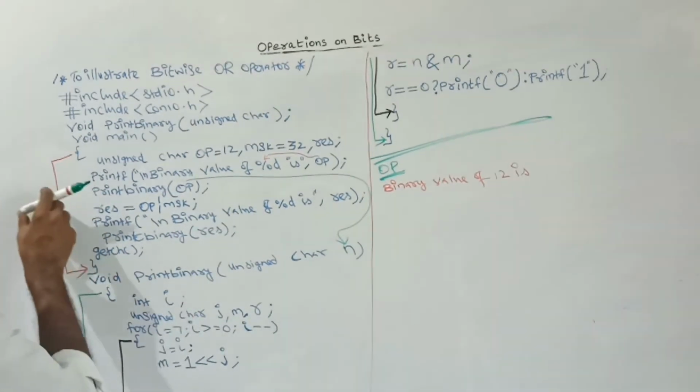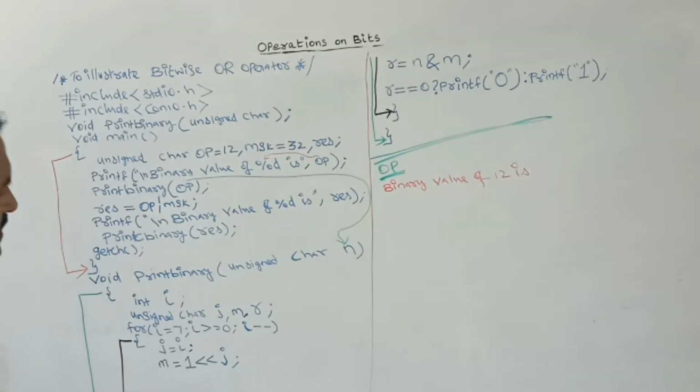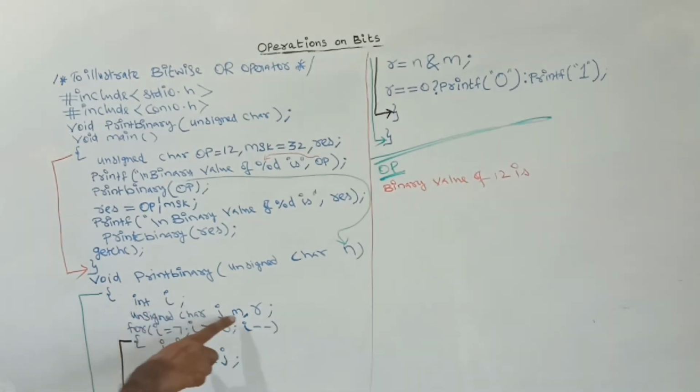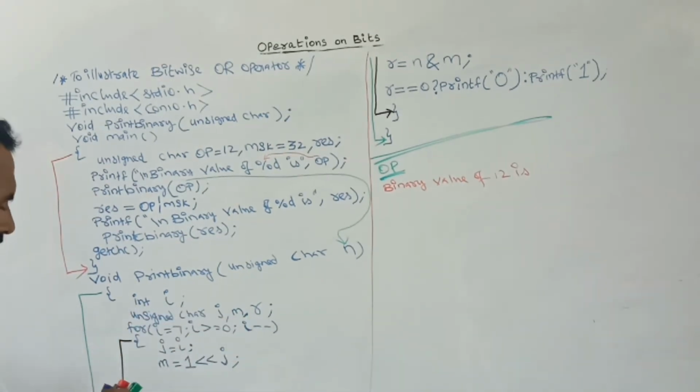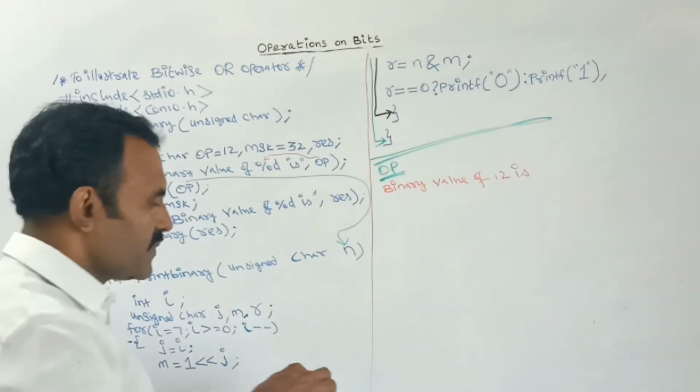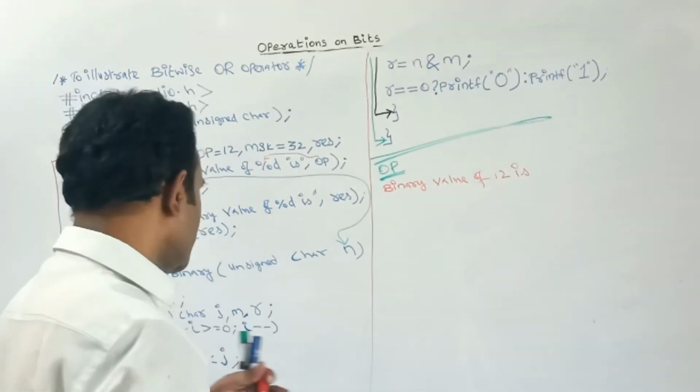Next here the controller will jump to the function definition part. Here totally how many variables have I declared? 4 variables: I, j, m and r. Say this I is used for the for loop. See, it starts from 7 to 0. So why am I using 7 to 0? I am telling it to print the binary value. The binary value first it will print from left direction to the right direction.